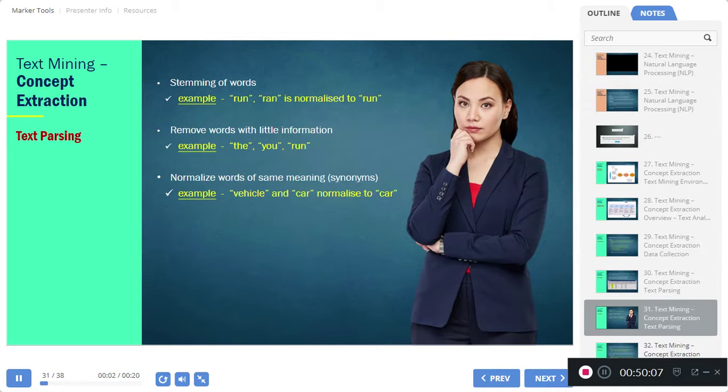Stemming of words. Example, running, ran is normalized to run. Remove words with little information. Example, the, you. Normalize words of same meaning, synonyms. Example, vehicle and car normalize to car.